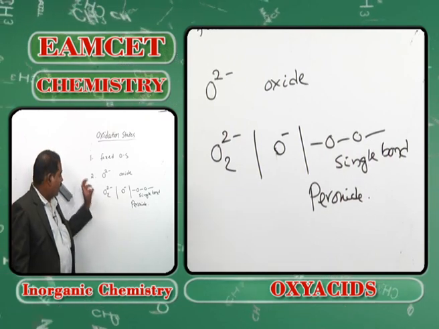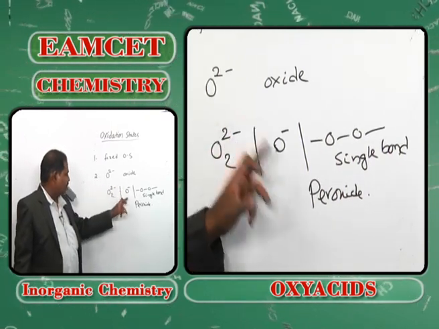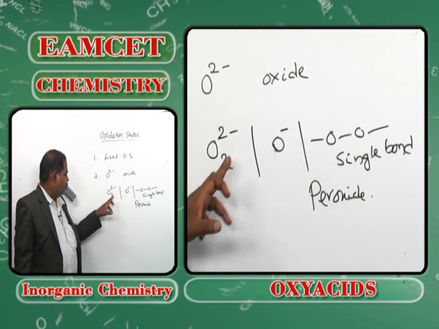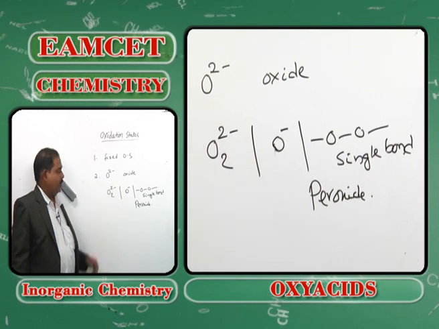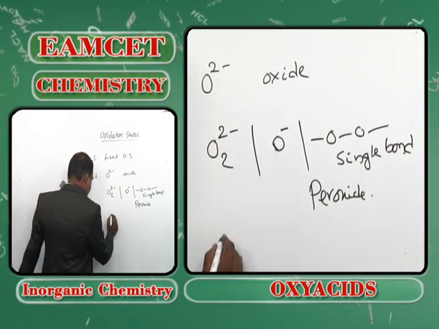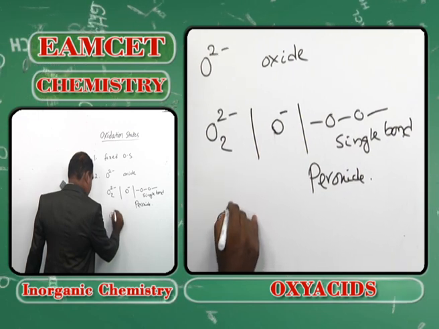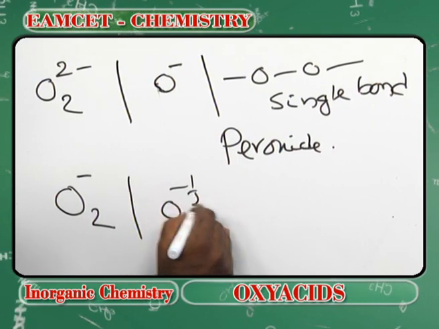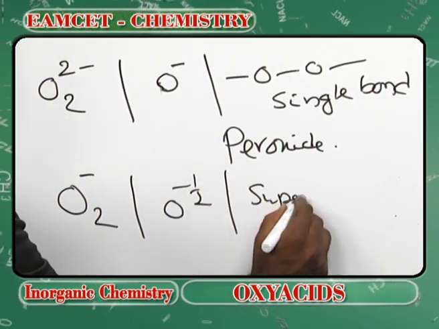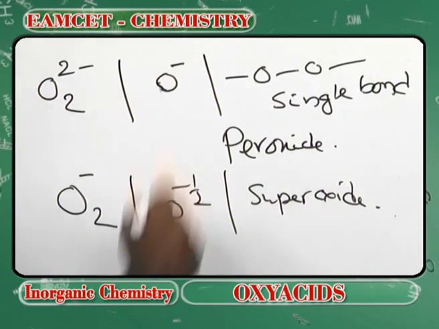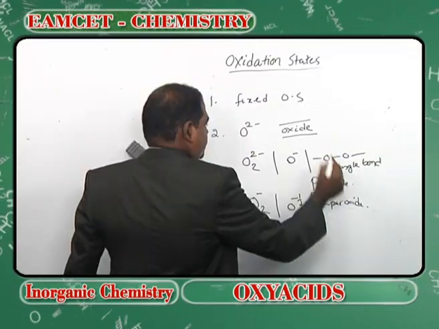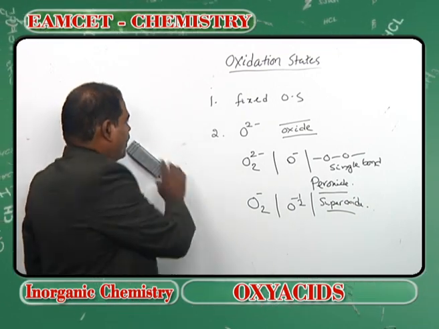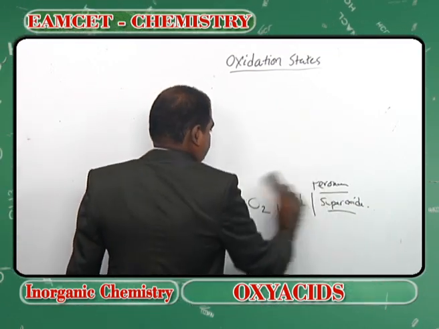So, how to identify a peroxy compound? You should get the oxidation state of oxygen as -1. Each oxygen should get -1, and two oxygens put together should get -2. And if two oxygens put together get -1, or each oxygen -half, then it is called a superoxide. Oxide, peroxide, superoxide. Let me look at some examples.